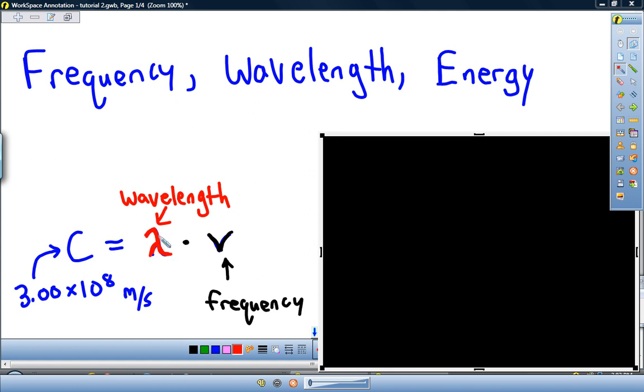As one of these variables goes up, the other one is inversely related, so the other one will go down. If we double the wavelength, the frequency has to be cut in half. Remember, wavelength is the distance between the top of two waves, and the frequency is how many waves will pass by a fixed point per second, measured in hertz.